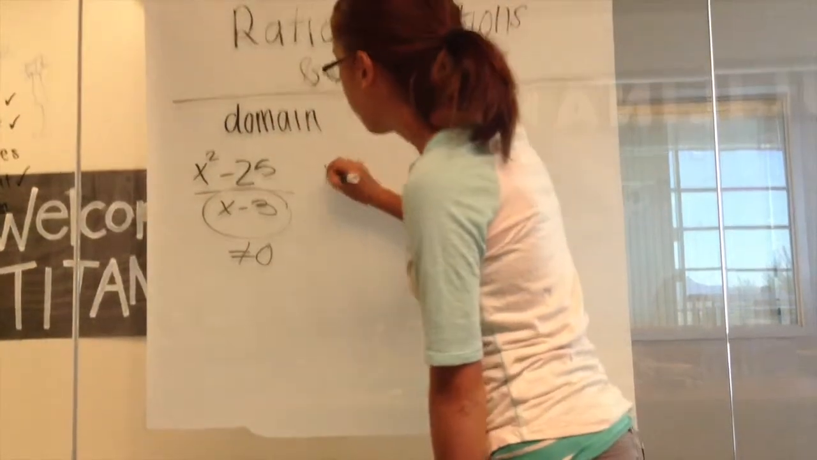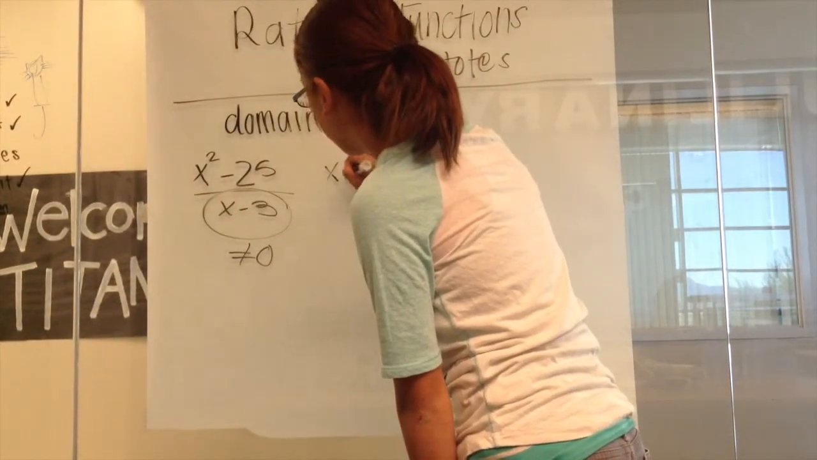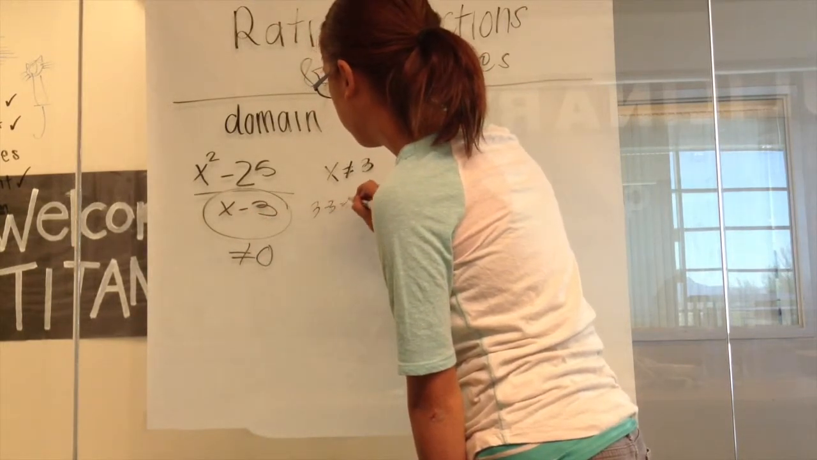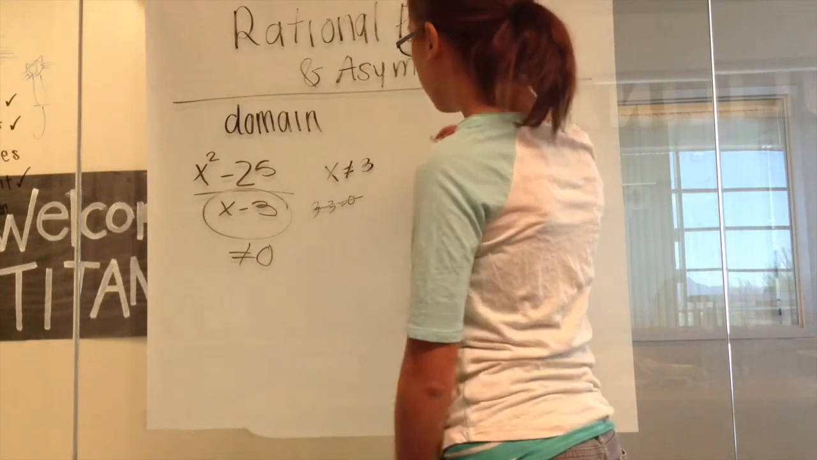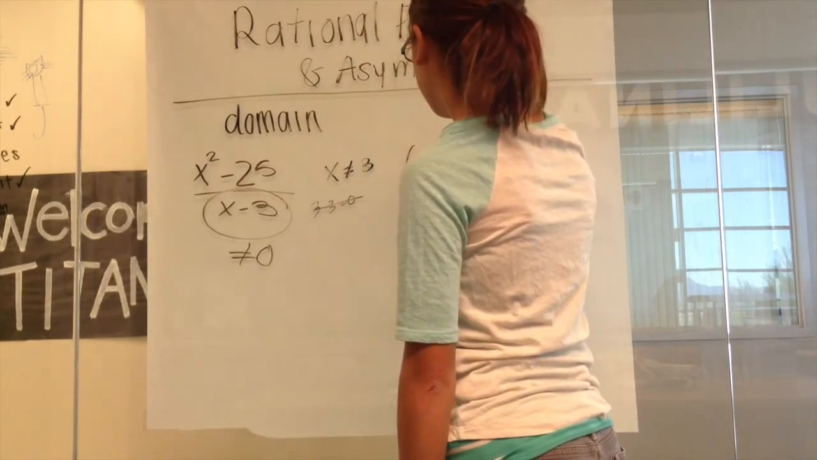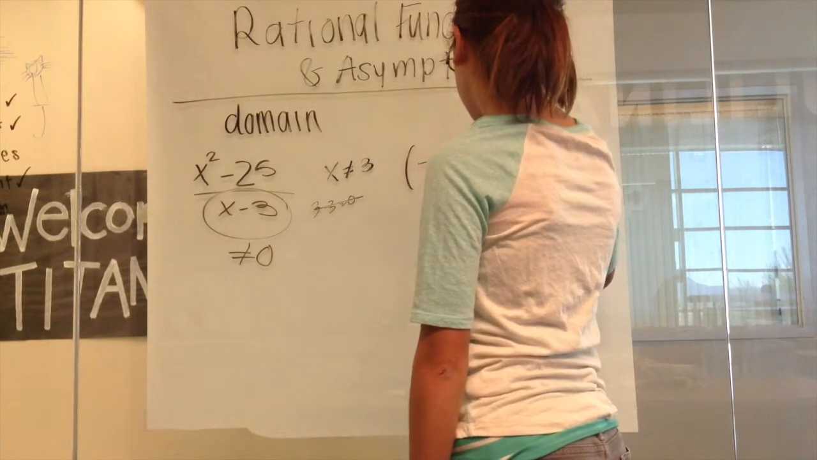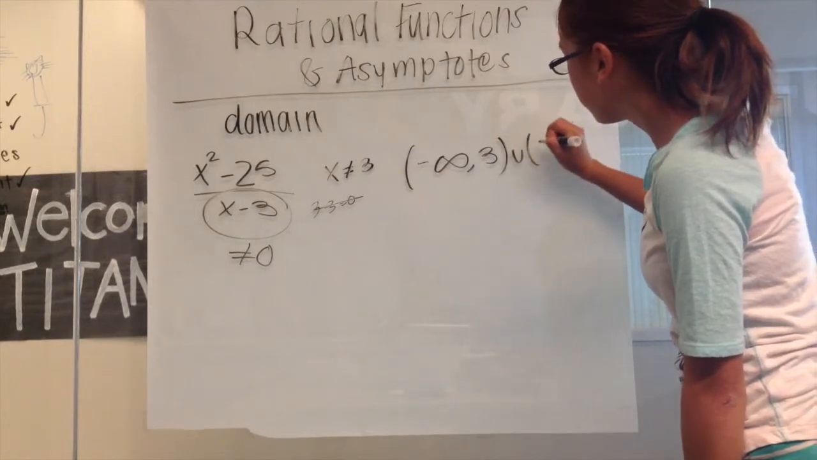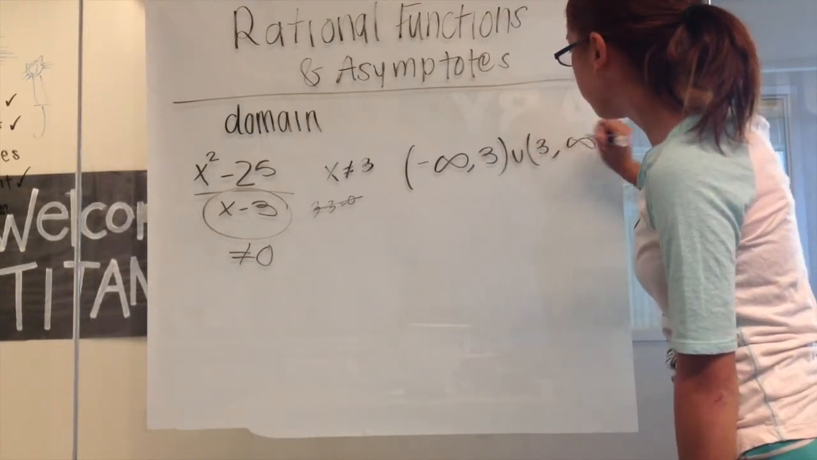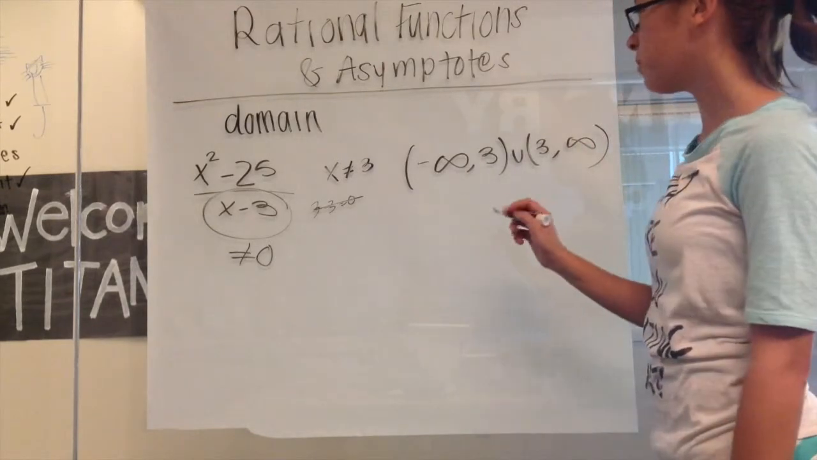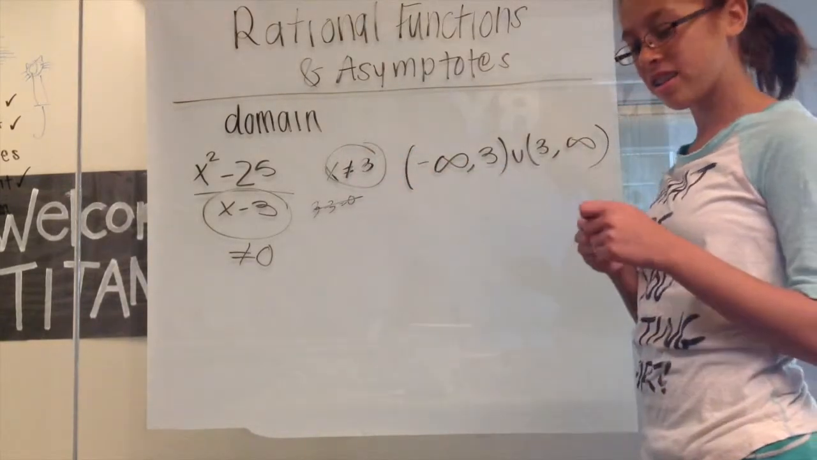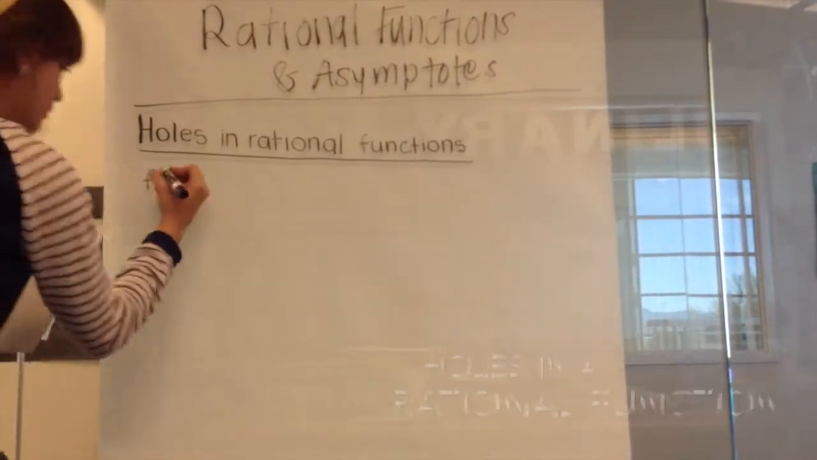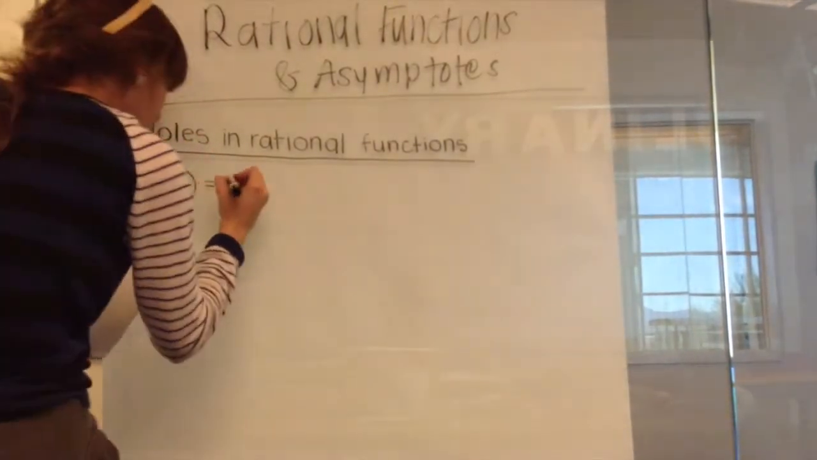So here we would say x cannot equal 3 because 3 minus 3 equals 0, and that's a no-no. We do not want that. So now we say negative infinity up to 3, but we put a parenthesis because we don't want to include 3, because like we said, x cannot equal 3. So you unify that with 3 to infinity, because x can equal all real numbers, but remember, x cannot equal 3.